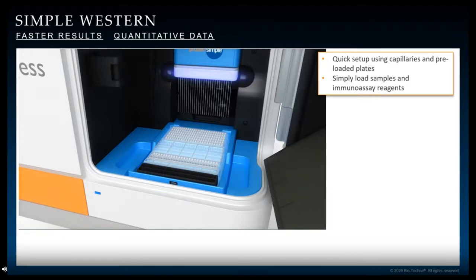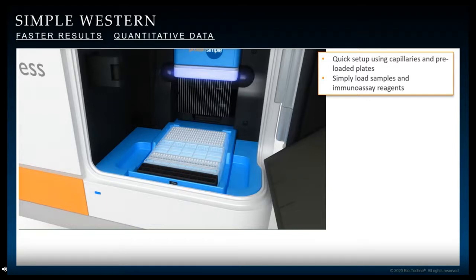So you're just going to load your samples and then all your immunoassay reagents, so basically your antibodies and solutions, into the plate. It's already preloaded with separation reagents. And then once you've loaded the plate, set up the plate, then you just load it into the instrument plus the cartridges, close the door, and hit start.